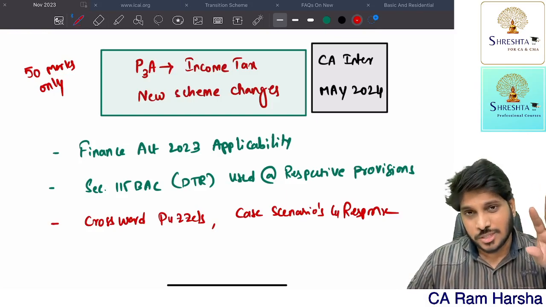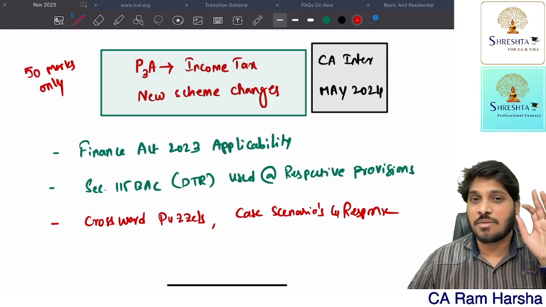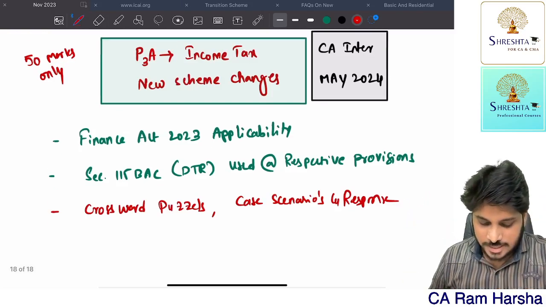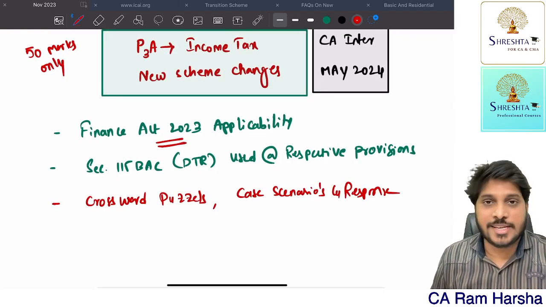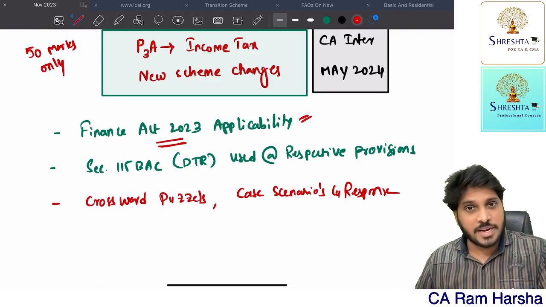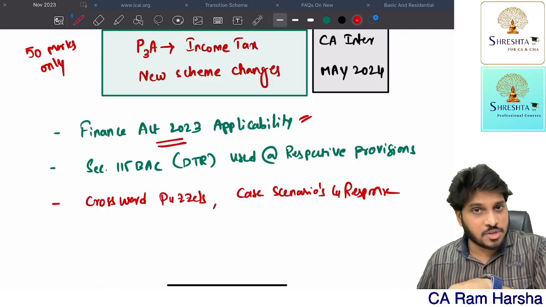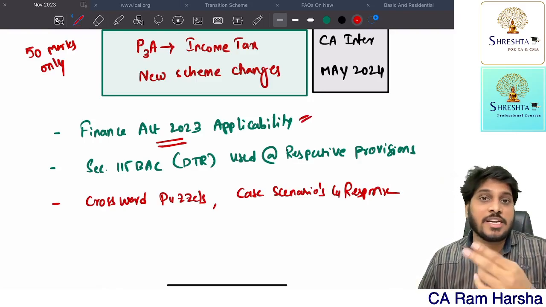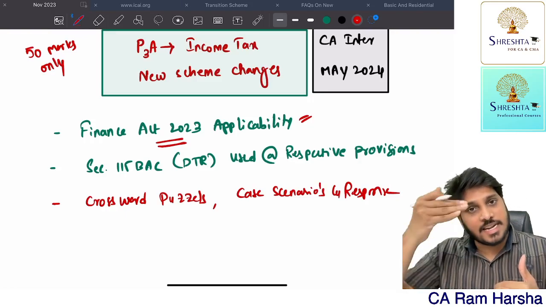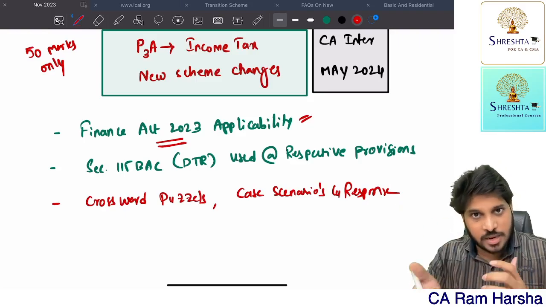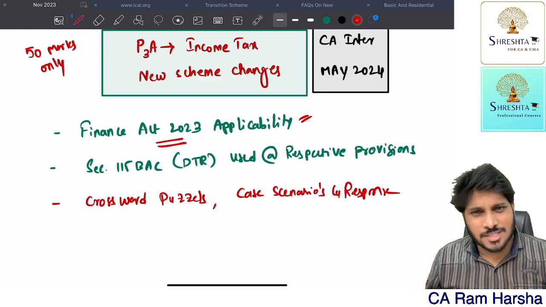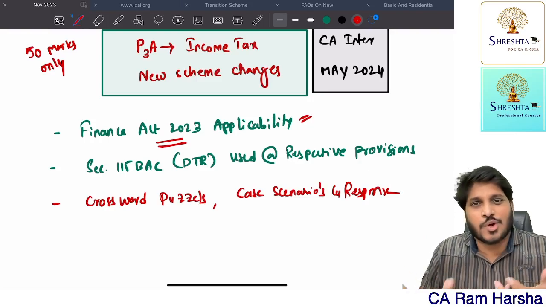Now, in addition to this, what are the changes applicable for the May 2024 exam with respect to income tax under the new scheme? Very simple. For the May 24 exam onwards, obviously the Finance Act 2023 will be applicable. For the November 2023 exam, the Finance Act 2022 will apply. The Finance Act 23 will apply only from the next year onwards. Okay, May 24, November 24. So that is one change, which is generally a common change every year. Every year this is what happens.